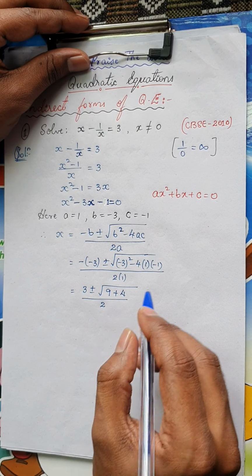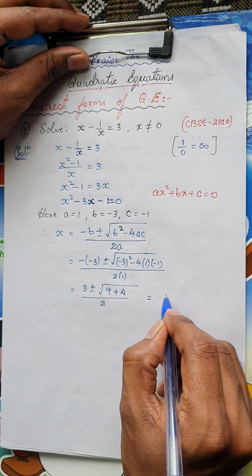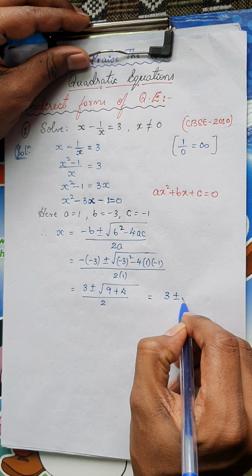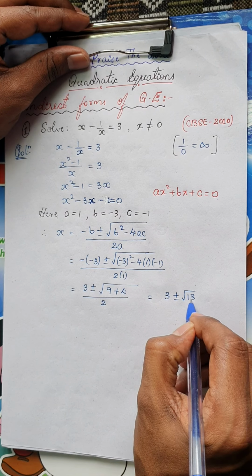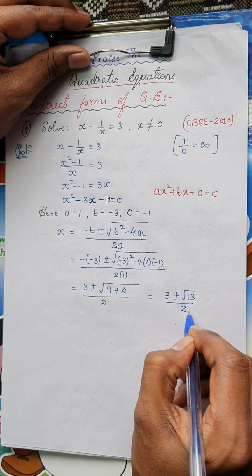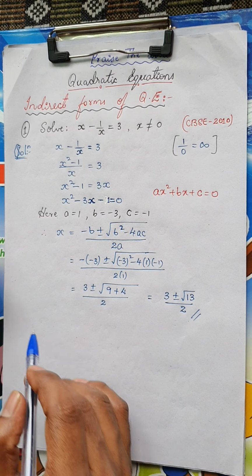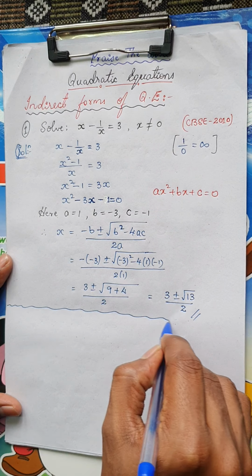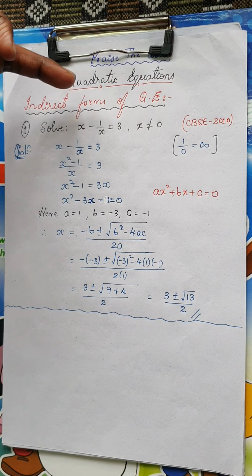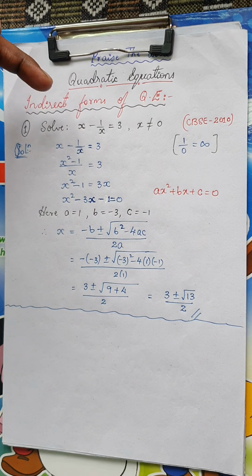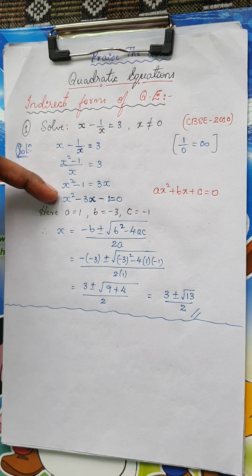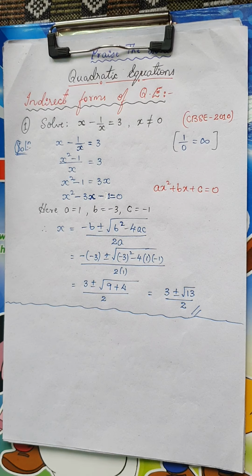Okay, so if you solve it, you will get 3 plus or minus root of 9 plus 4 is 13, divided by 2. So this is how you solve the given quadratic equation, which is not directly in the quadratic equation form. You have to simplify it, bring it to equation form and then solve it. Okay, I hope you have understood this. We'll move on to the next question.